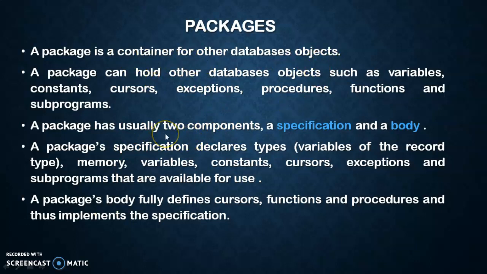It has basically two components. One is the specification part and one is the body part. Whenever you want to create and use a package, you have to specify that package first, and then you have to create the body of the package. In the specification we declare the types of the variables, cursors, constants, memory allocation, exception handling blocks and subprograms.